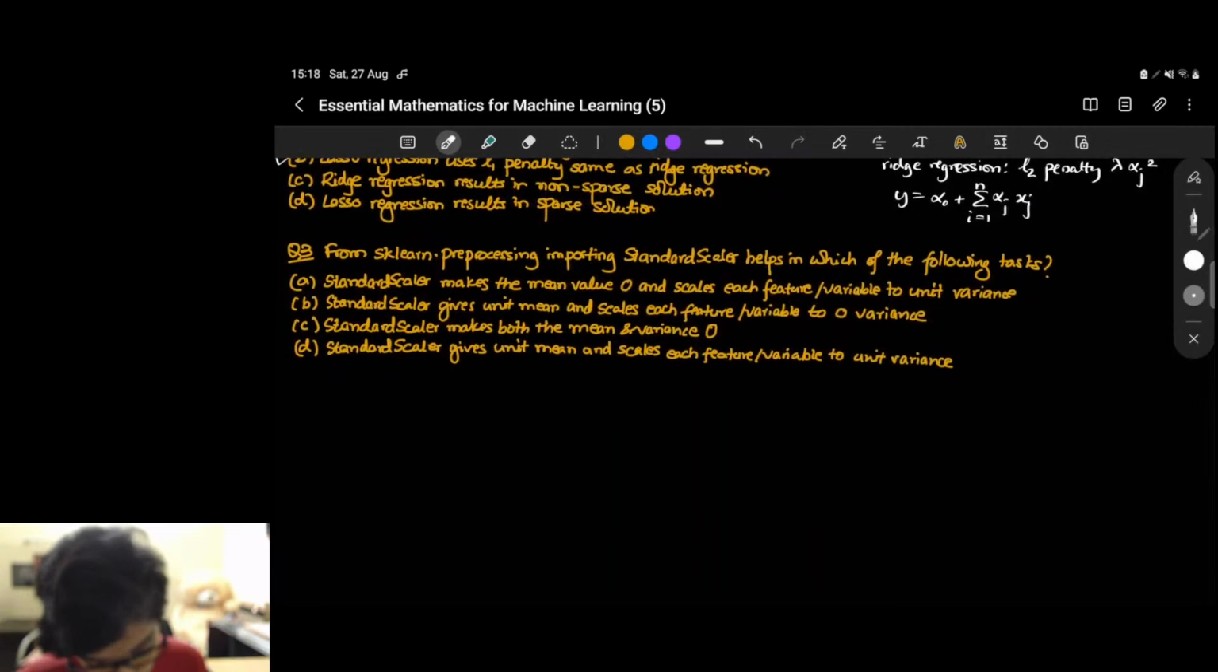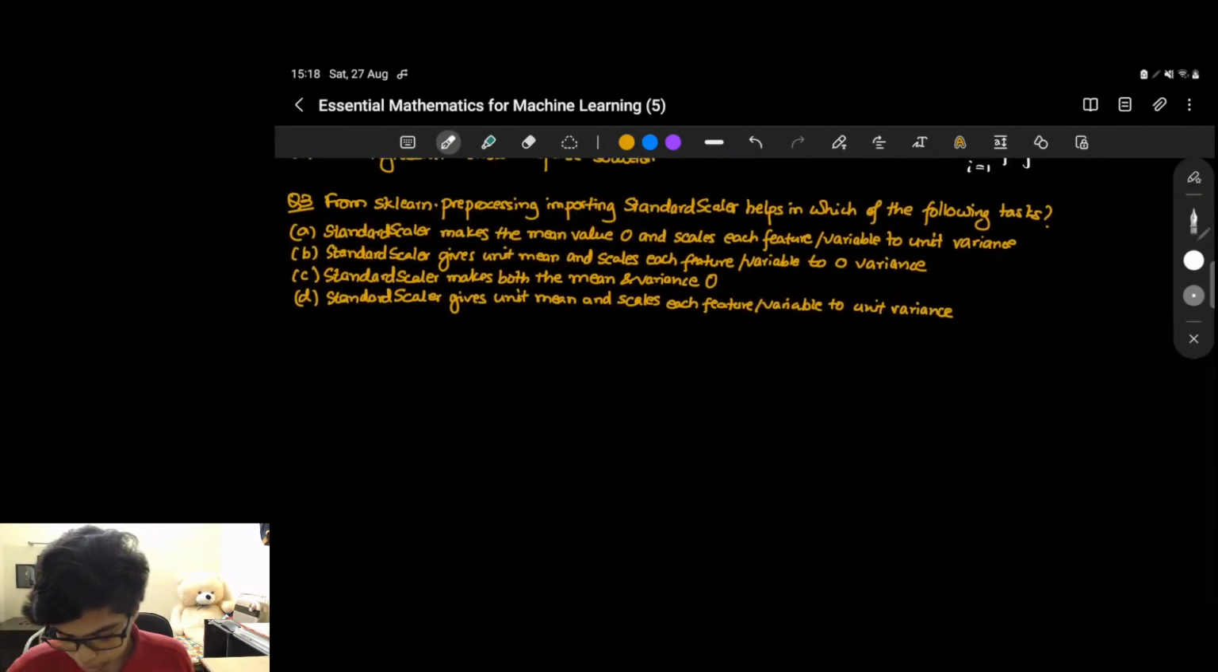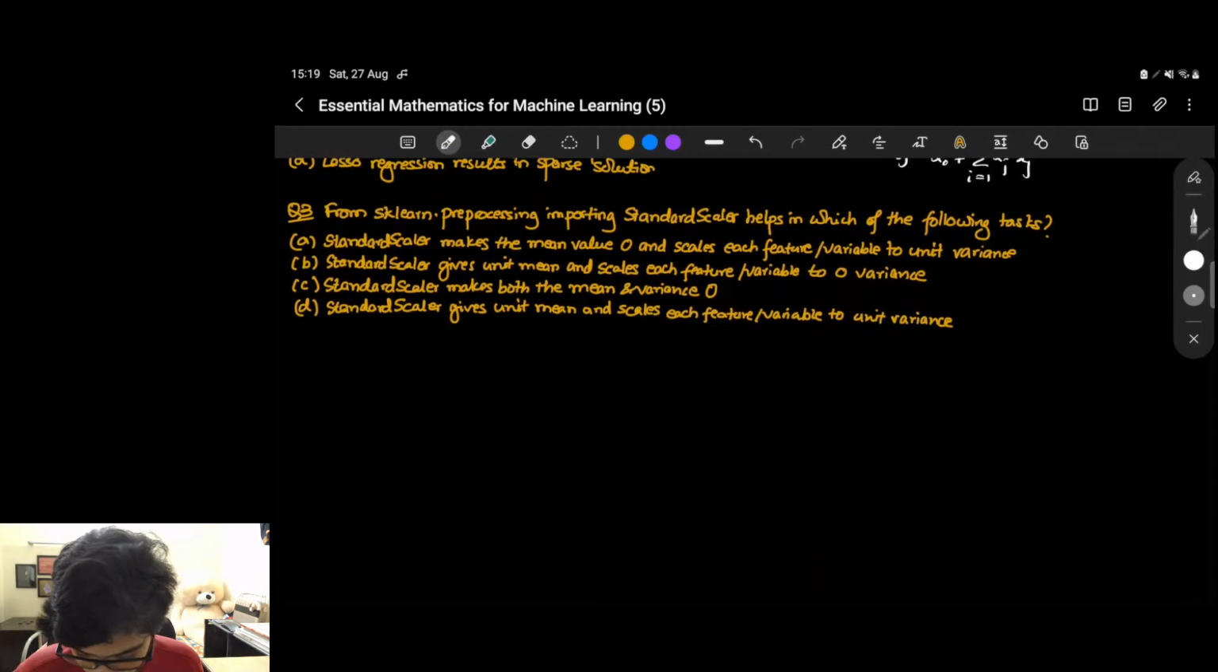So now, next question. This is a question based on the Python implementation. The question states: from sklearn.preprocessing, importing StandardScaler helps in which of the following tasks? Now the correct answer is answer number A.